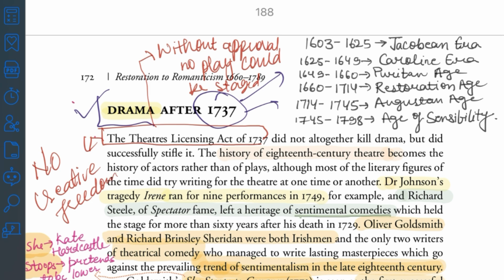So writers have lost their creative freedom because of this. And this is why the critics say that the Act did not completely kill the drama. Why have they said it did not kill? They have said this because it did not kill the drama, but it seriously made the drama weaker than before. So that was drama in the 18th century, let's move forward.